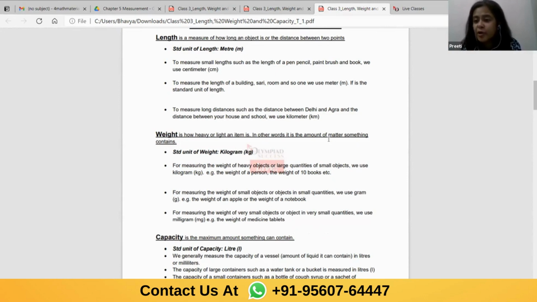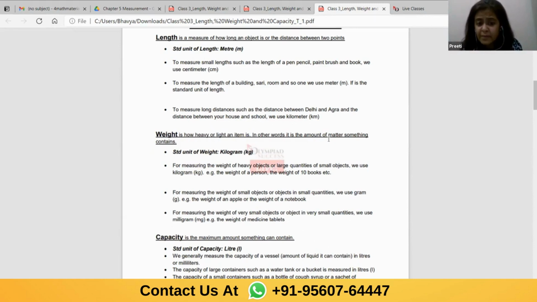For example, the weight of a person, or the weight of 10 books. If I say just carry one notebook, you will say, ma'am, it is very light in weight. And when I ask you to carry your school bag, you say, oh my God, the bag is very heavy, because there are so many books in the bag. When you are asked to pick up one book, you say it's very light. So that is how it differs: one thing versus so many things. That is the difference between light and heavy.